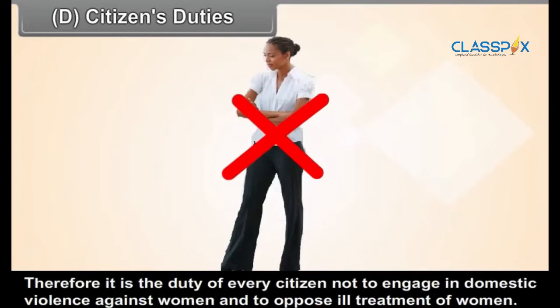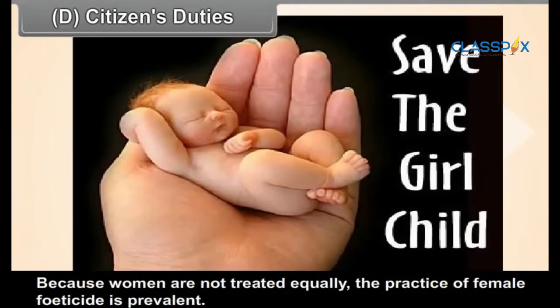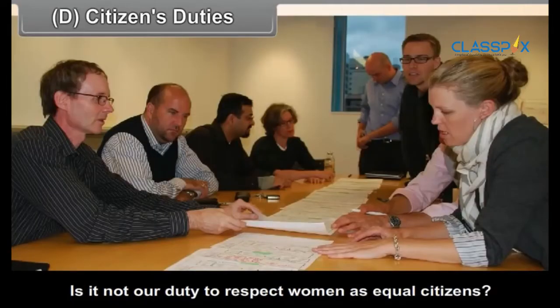Therefore, it is the duty of every citizen not to engage in domestic violence against women and to oppose ill treatment of women, because women are not treated equally and the practice of female foeticide is prevalent. Is it not a duty to respect women as equal citizens?